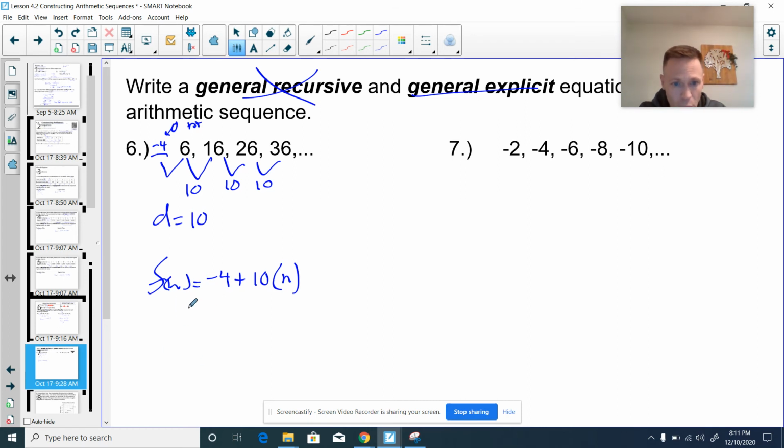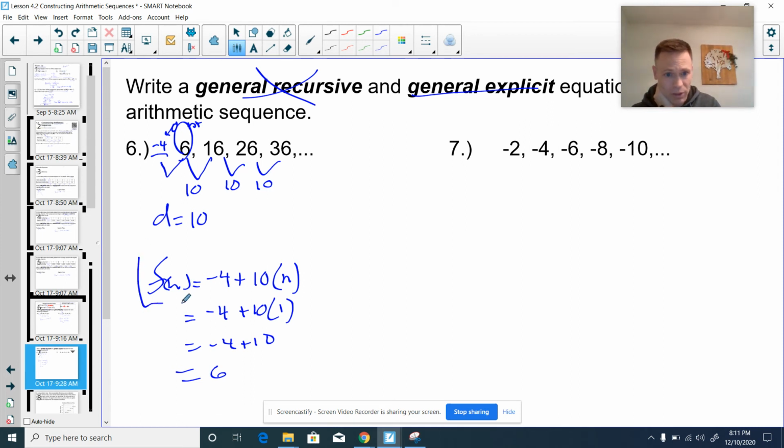I would substitute in 1, and negative 4 plus 10 times 1 would be equal to negative 4 plus 10, which would be equal to 6, right? And lo and behold, we do get that as our first term. So it works out. But this is the function. This is the explicit rule.